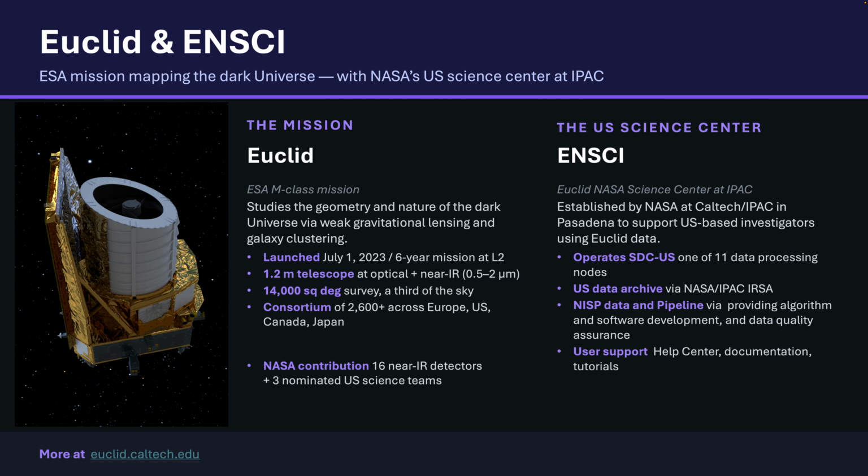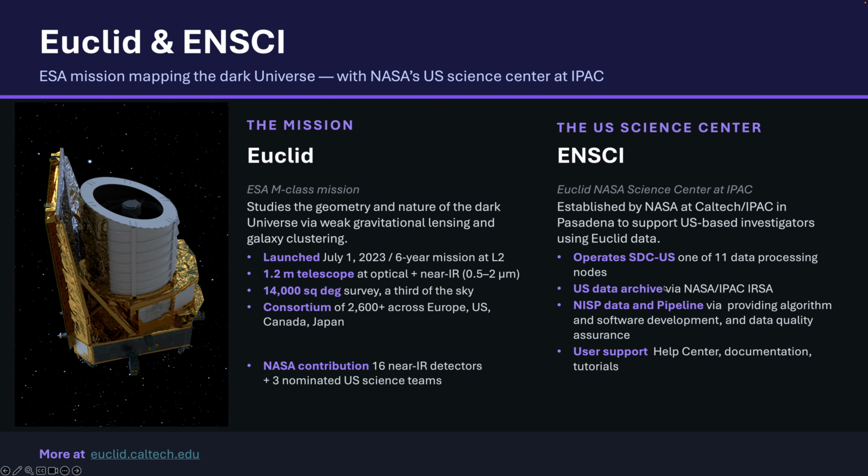Contributions from NASA to Euclid are the 16 near IR detectors, as well as 3 nominated US science teams to do science with the Euclid data. NASA has also established ENSCI, our team, at Caltech IPAC in Pasadena to support US-based investigations using Euclid data. ENSCI is also one of the 11 data processing nodes of Euclid.